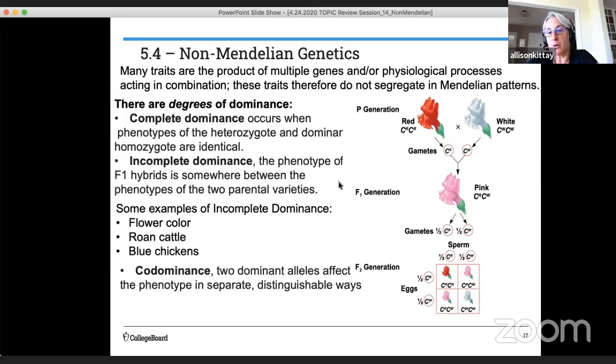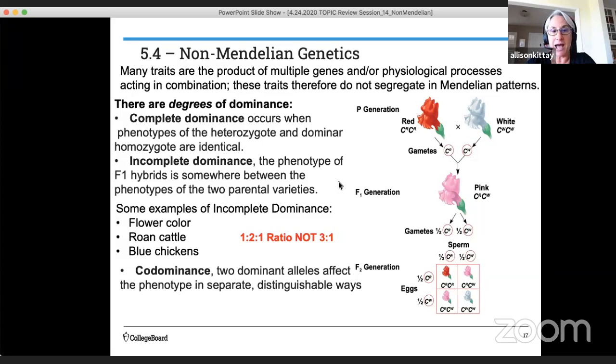So we will get a 1 red to 2 pink to 1 white. And this is going to be different than the 3-to-1 Mendelian pattern. Some examples of this, of course, are flower color, roan cattle, and blue chicken. So if you see a question about any of those kinds of examples, I want you to think incomplete dominance. Remember that the ratio is 1 to 2 to 1 in the F2, not the 3 to 1 that you learned in the Mendelian ratios.